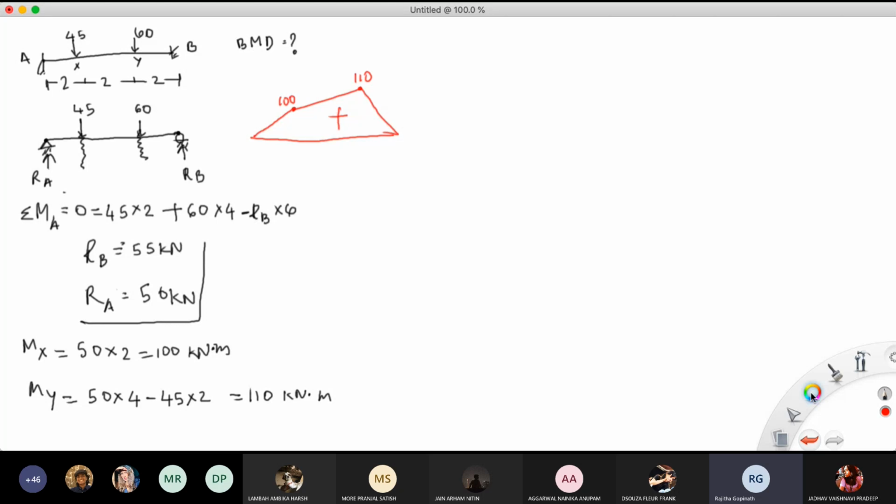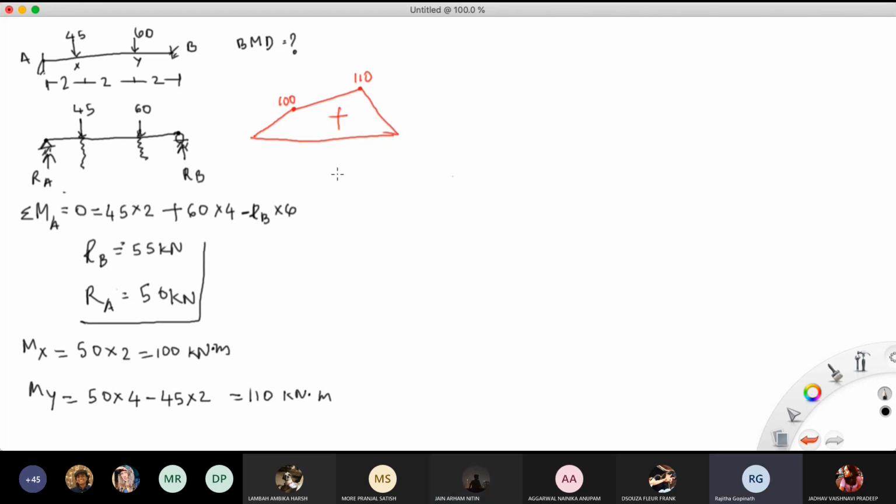Okay. Now let's do the negative area. In the negative area we have to find out what is MA and MB. Did everyone understand up to here? Everything is okay? Yes. Okay.